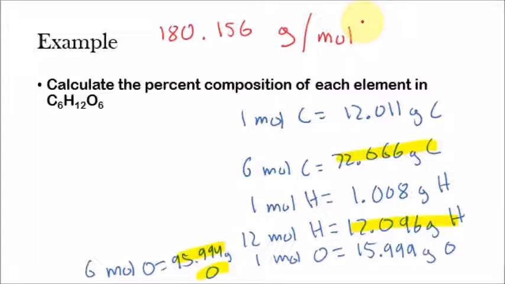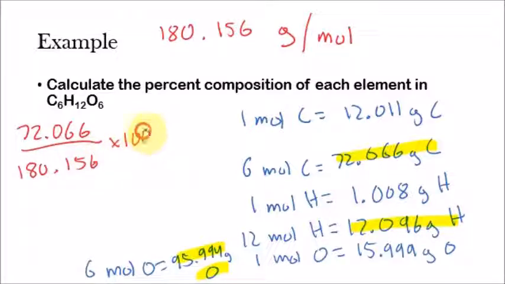From here, we're going to take each of these numbers and divide that by the molar mass. For example, if you wanted to find the percent composition of carbon, you're going to take 72.066 divided by the molar mass, which is 180.156, and then multiply that by 100. So let's go ahead and do that.